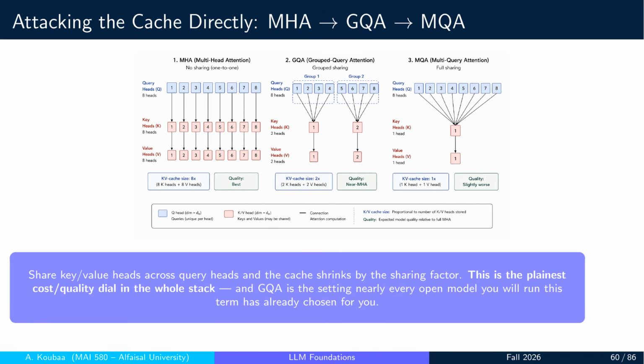Read the progression in the figure. Multi-head attention gives every query head its own key and value heads. That is the largest cache. Multi-query attention goes to the other extreme. All query heads share one single key and value head. Smallest cache, most compression. Grouped query attention sits in between. Groups of query heads share a key value pair. So you can choose your point on the line. More sharing means a smaller cache and less quality headroom. Less sharing means a larger cache.